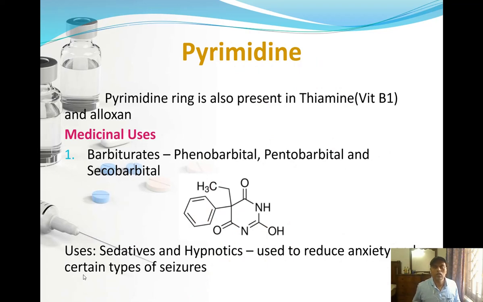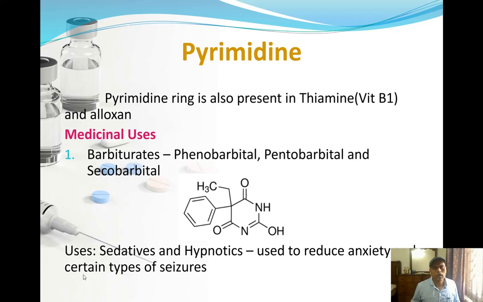So the pyrimidine ring is also present in thiamine. Thiamine is vitamin B1. Vitamin B1 is required for metabolism inside the body. Thiamine or vitamin B1 deficiency will cause the disease beriberi.